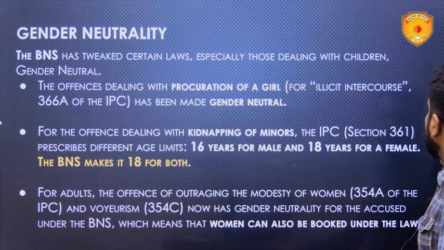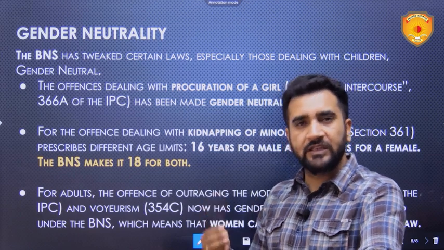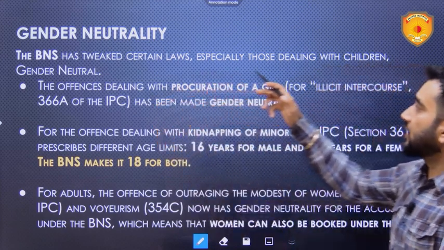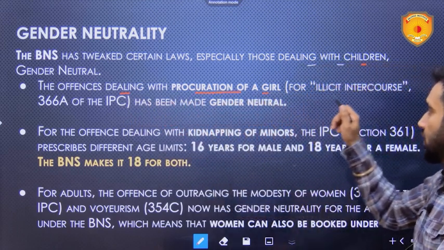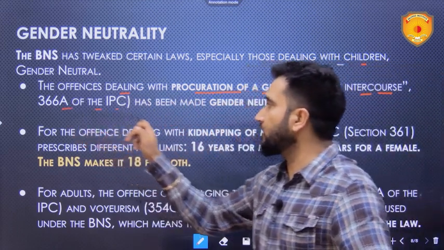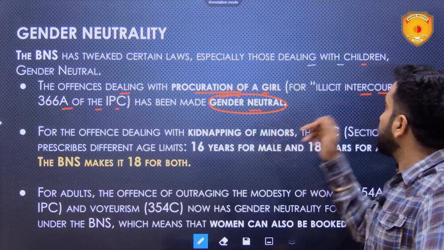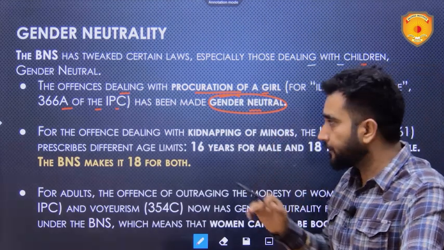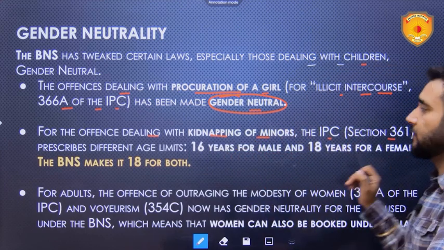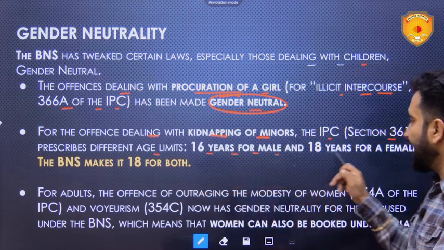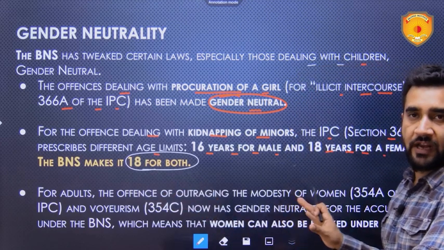Then comes gender neutrality. So this Bhartiya Nyay Sanhita is targeting gender neutrality. How is it targeting? There are three examples in front of us. The BNS has tweaked certain laws, especially those dealing with children, as gender neutral. First, the offence dealing with procuration of a girl for illicit intercourse, Section 366A of the IPC, has been made gender neutral. If procuration of a girl or a boy happens for forceful or illicit intercourse, then that will be a penalizing offence. For the offence dealing with kidnapping of minors, the IPC, the older law, Section 361, prescribed different age limits, 16 years for male and 18 years for a female. The BNS makes it 18 for both.